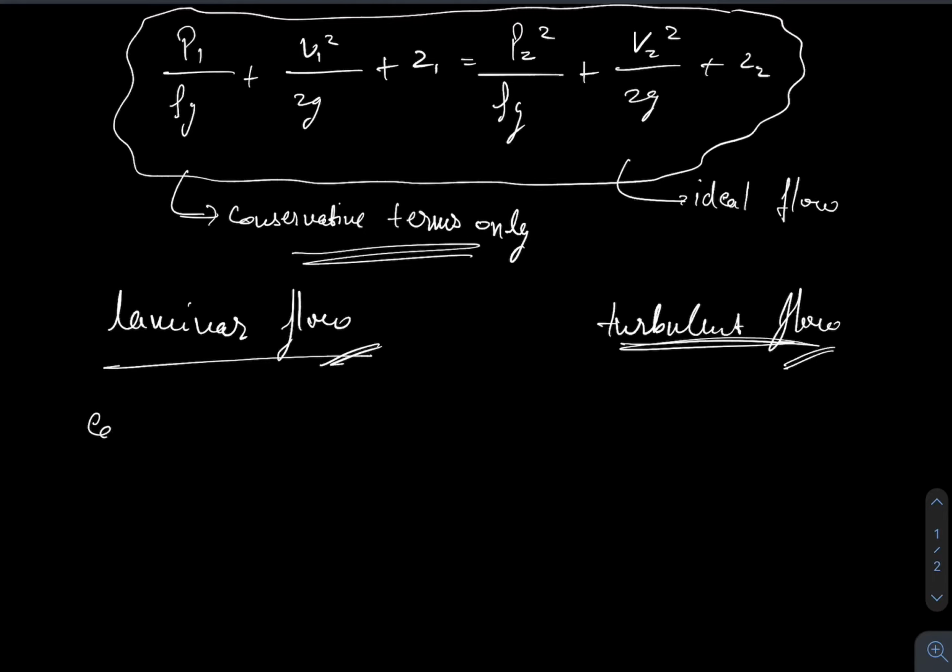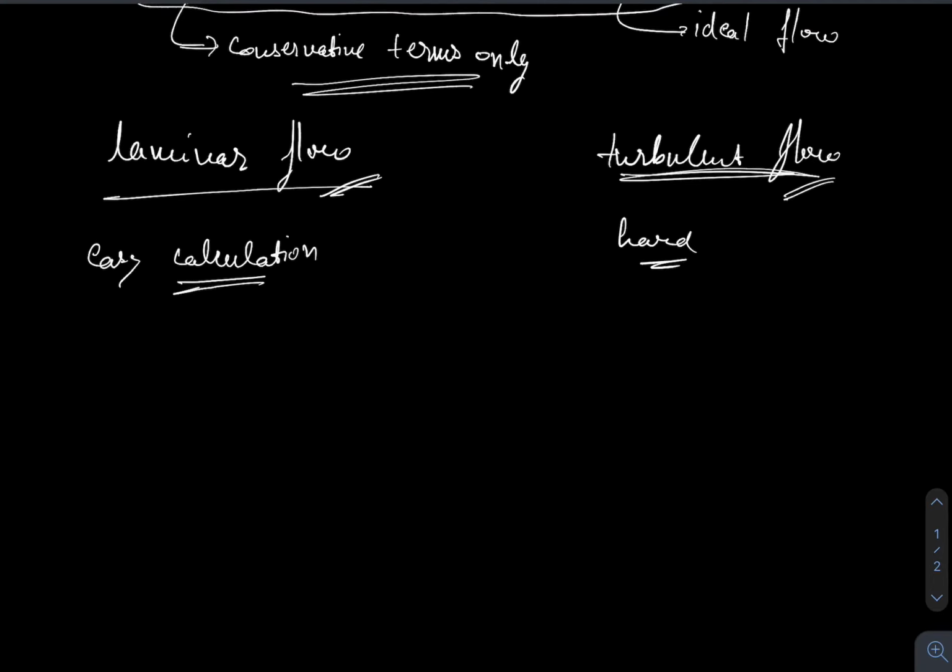Now the calculation in laminar flow is easy, comparatively simple. However, in turbulent flow it is a bit hard. Complex equations are there in turbulent flow to calculate the fluid friction. In laminar flow the fluid friction is mainly due to viscosity and drag effects.